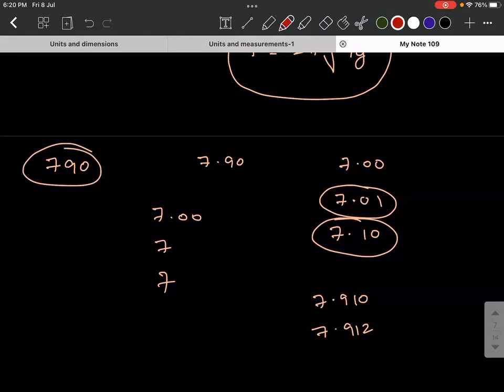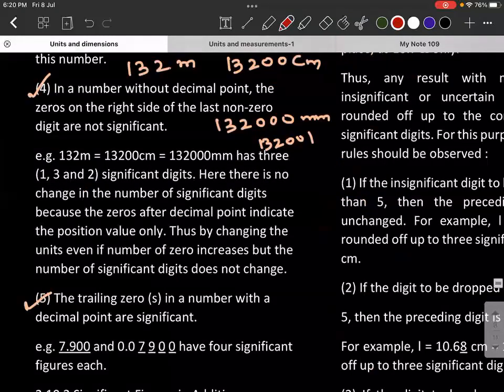Is it clear? This is one of the places where I've seen people making mistakes. I want this to get registered in your mind. Is it clear?